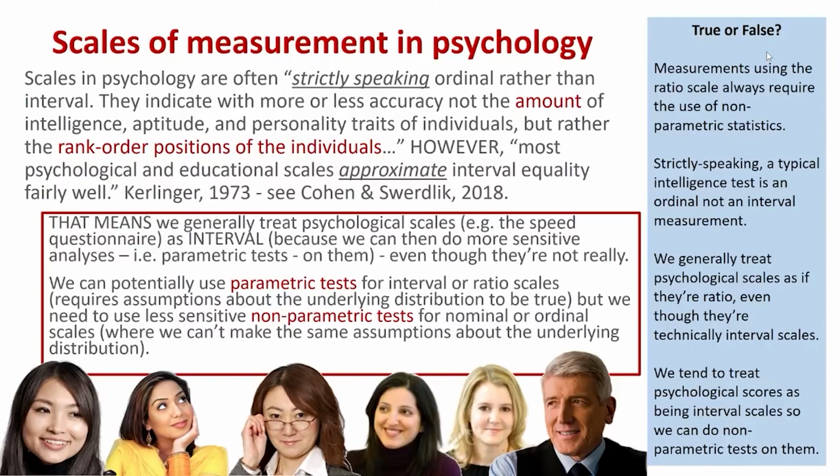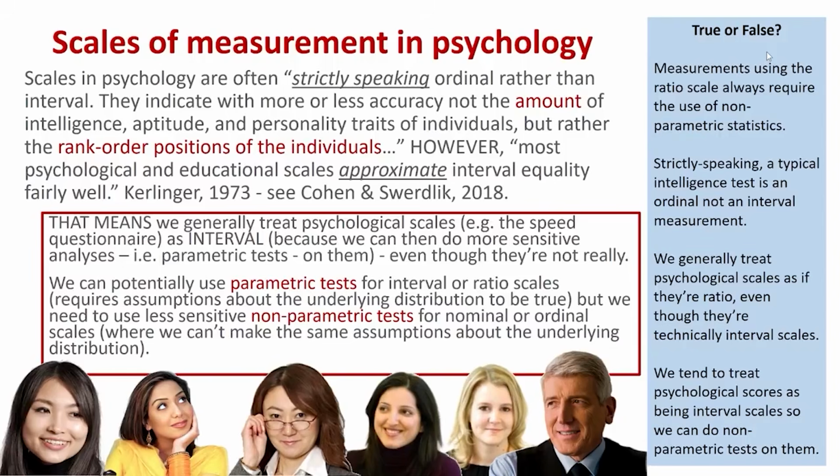Generally, if we can say the scale is interval or ratio, we can use parametric tests if we meet the appropriate assumptions. But if our scales are nominal or ordinal, then we have to use non-parametric tests, because non-parametric tests require fewer assumptions. Okay, they don't require us to make assumptions about underlying distributions.